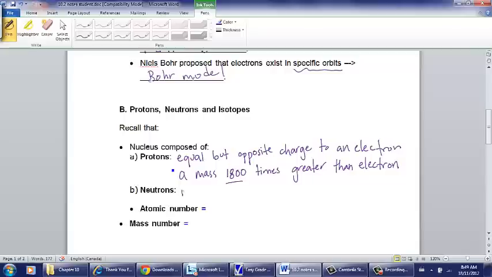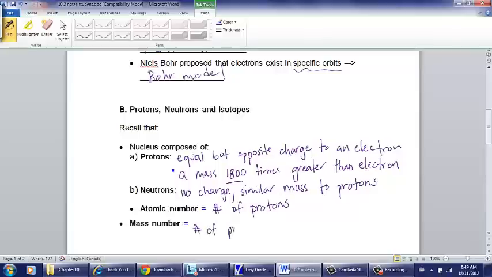Neutrons have no charge, that is, they're neutral, and they have a similar mass to protons, 1,800 times greater than an electron. The atomic number for an atom is the number of protons. That's what defines it as an element. And the mass number is the number of protons plus the number of neutrons, since it is the protons and the neutrons that make up all of the mass of an atom.